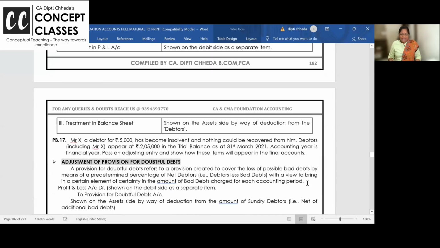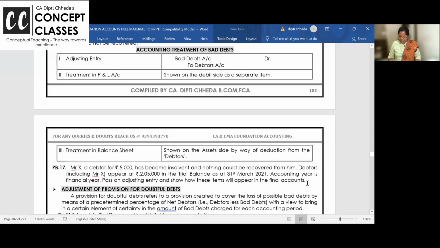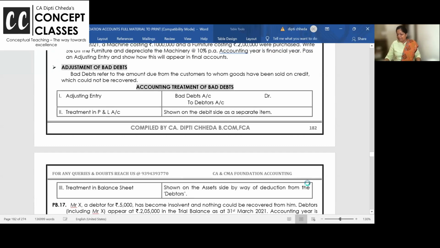Yesterday we have done till the 16th problem. Let us do bad debt now. What do you mean by bad debts? These are debtors who are not good. We have sold the goods, and they did not pay us the money. So they are bad debt. Bad debt refers to the amount due from the customer to whom goods have been sold on credit. So bad debt account debit to debtors.